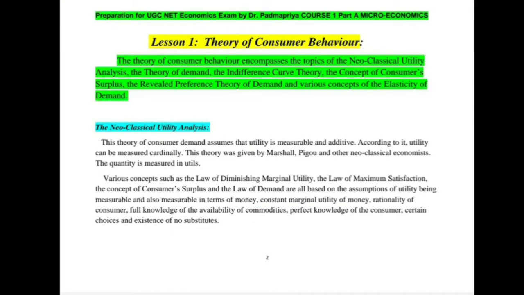The theory of consumer behavior encompasses the topics of neoclassical utility analysis, the theory of demand, the indifference curve theory, the concept of consumer surplus, the revealed preference theory of demand, and various concepts of the elasticity of demand. Now, the first important utility analysis is the neoclassical utility analysis, which was given by the great neoclassical economists Marshall and Pigou, according to whom utility is measurable and additive. According to them, utility can be measured cardinally.